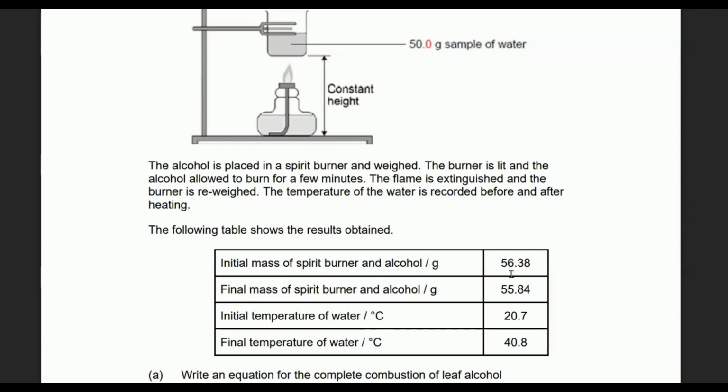Initial mass of the spirit burner is 56.38. Final mass is 55.84. Let's just go ahead and work that out. We know these guys are going to tell us we need that. So let's work it out right now. 56.38, take away 55.84. We can find that we have a mass of fuel used. We're probably going to need this to calculate moles. You should know the drill by now.